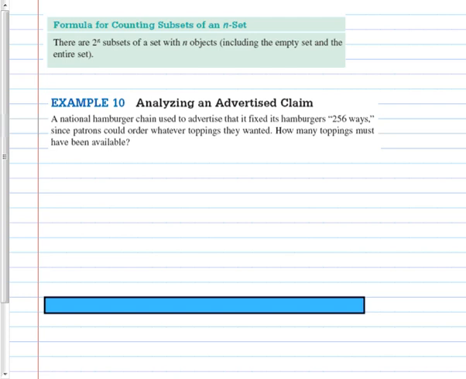So down here, a national hamburger chain used to advertise that it fixed its hamburgers 256 ways. I think it was Burger King, but it's been a long time since I've heard that or seen that advertisement. Since patrons could order whatever toppings they wanted, how many toppings must have been available? Well, every topping I have 2 choices, yes or no. How many times am I going to make that choice? I don't know, but I do know that when I'm done making the choice, there are 256 options available.